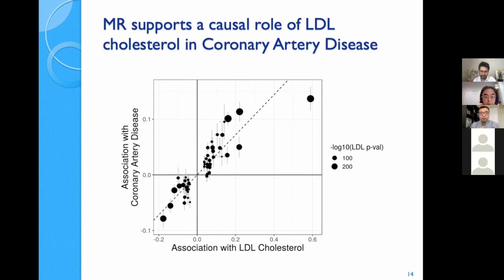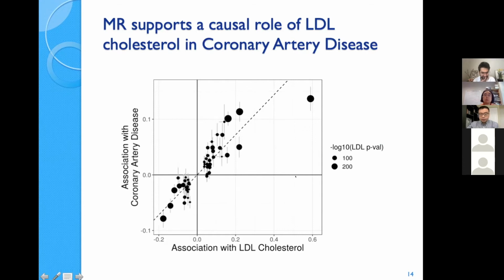This is one example of how MR can be used in practice. This shows that MR supports a causal role of LDL cholesterol in coronary artery disease. Each dot here shows a SNP, a genetic variant that's associated with LDL cholesterol. People have done GWAS of LDL and gotten the variants that are associated with LDL level. Similarly, you can do GWAS on CAD and get an effect size of variants on CAD risk, right? Then you can plot the effects on LDL versus their effects on CAD. The size of the circle represents the strength of association with LDL, so large ones mean really strong associations. Now you can see there's a very nice linear line of these two effect sizes, right?